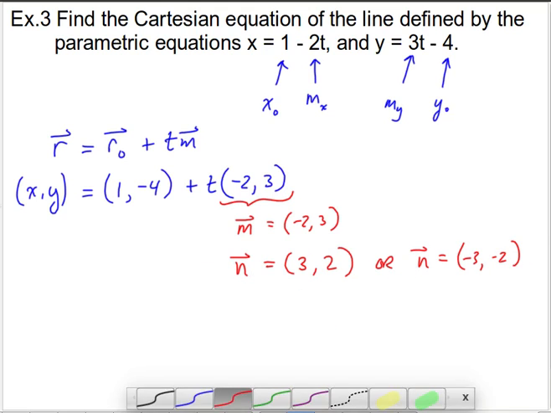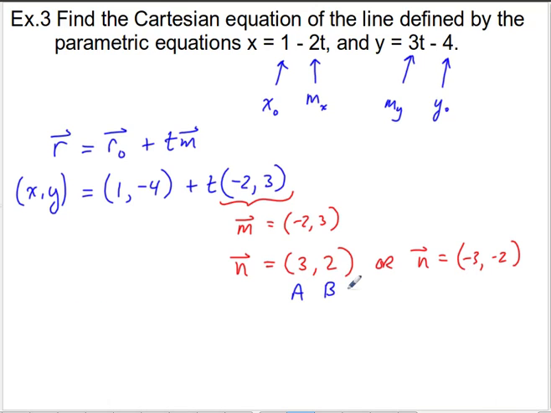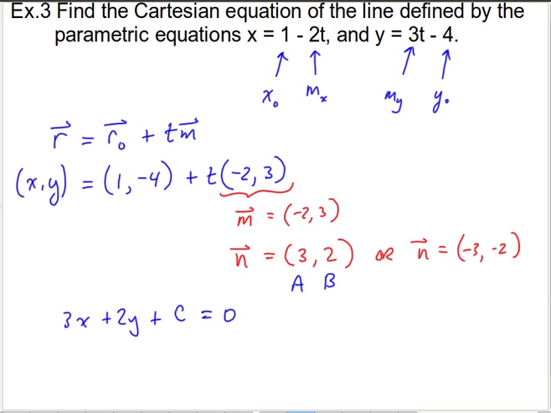Now that I have my normal vector, I can write my equation. This is in the form AB, so it's going to be 3x plus 2y plus c is equal to 0. And as we did before, I'm going to have to sub a point.